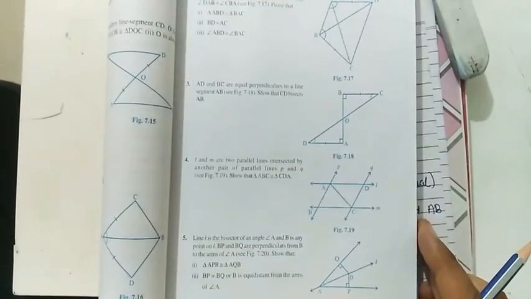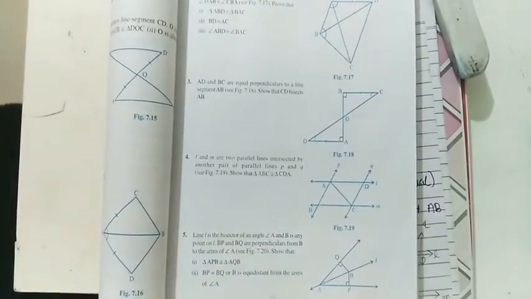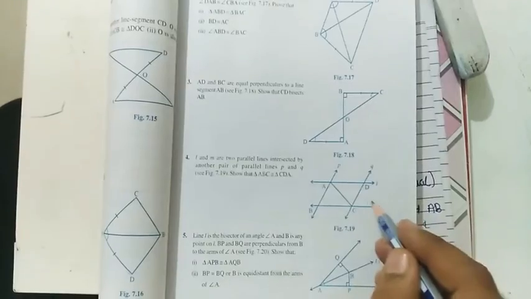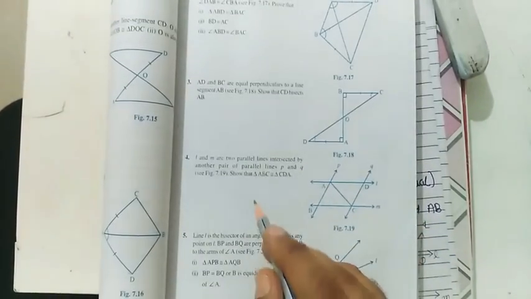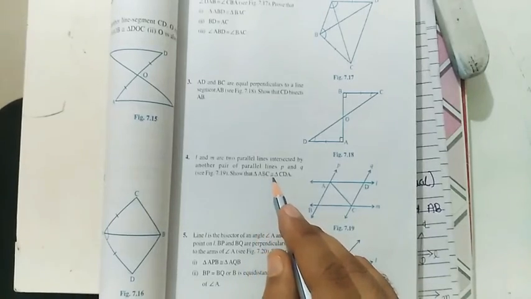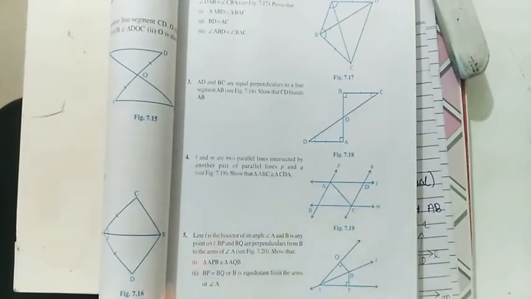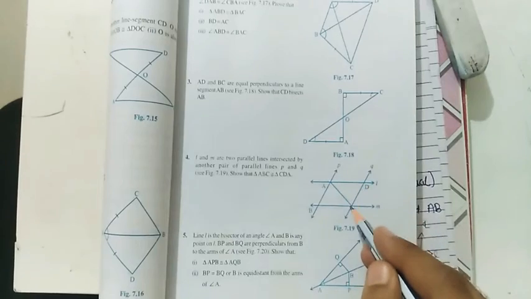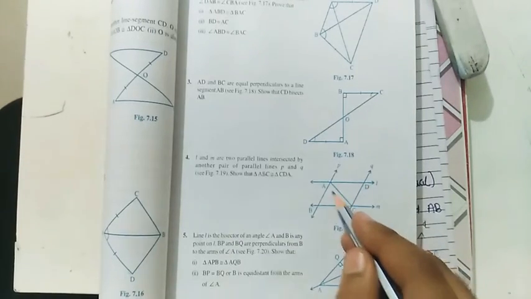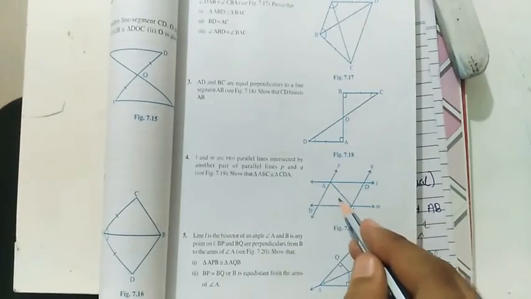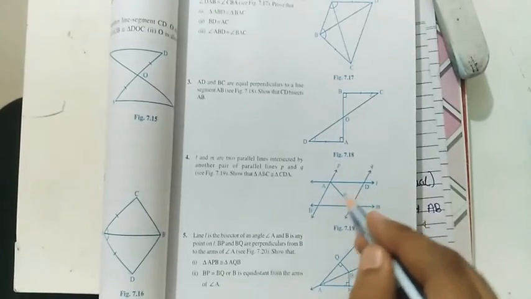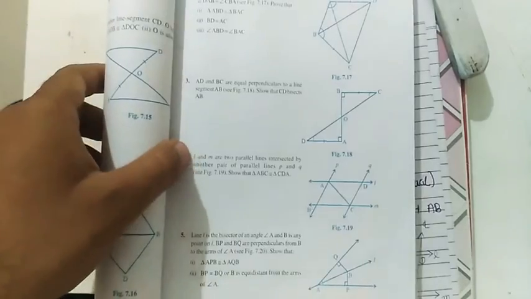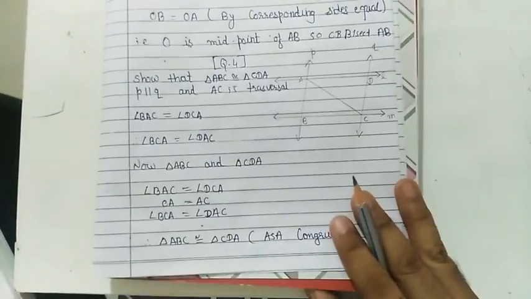So in the next question, question number 4, it is given that L and M are two parallel lines. Here L and M are two parallel lines, and P and Q are also two parallel lines, and AC is the diagonal. We have to show that triangle ABC and triangle CDA are both congruent. We have to prove that these two are congruent to each other. So let me see how to show that.